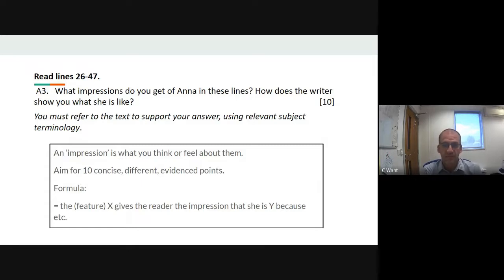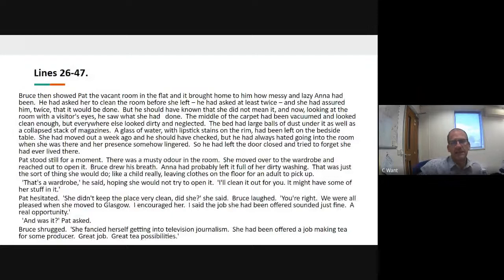The formula is the same. The feature, and by that I mean the metaphor or the adjective or the word or the phrase, X, and by that I mean the quotation, gives the reader the impression that she is, I'll put an adjective in there, she is unreliable, because he had to ask her twice. Have a look at the text.